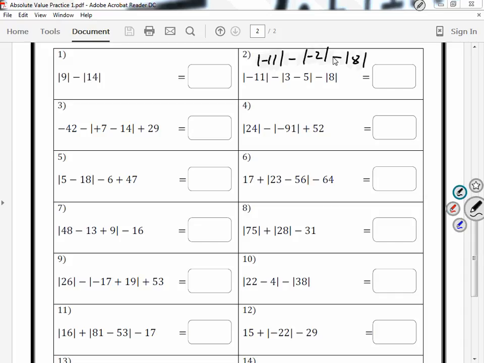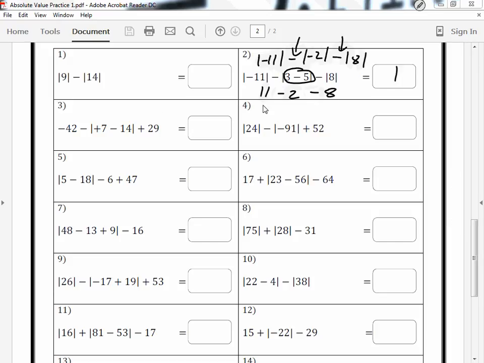If you notice, all I did was simplify the inside of each absolute value. And in 3 minus 5, we simplified as a negative 2. Now, let me drop the absolute values. And remember, make everything inside positive. So I have 11 minus 2 minus 8. And the minus is because the minus was outside of the absolute value. So how much is 11 minus 2 minus 8? 1. So my answer will be 1.